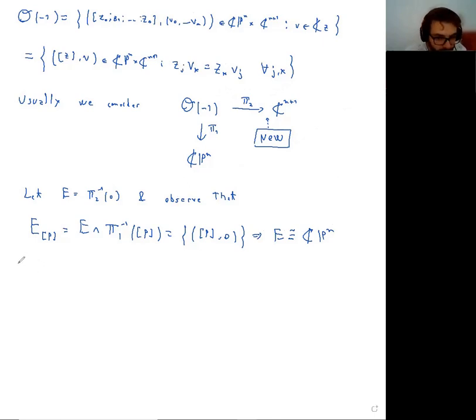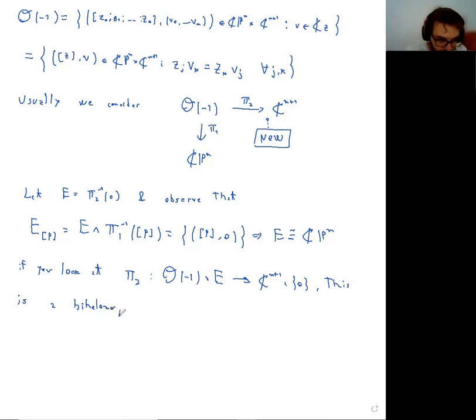But if you look at pi 2 restricted to everything but E, the image is of course C^(n+1) minus 0. This is a biholomorphism. And why is that?